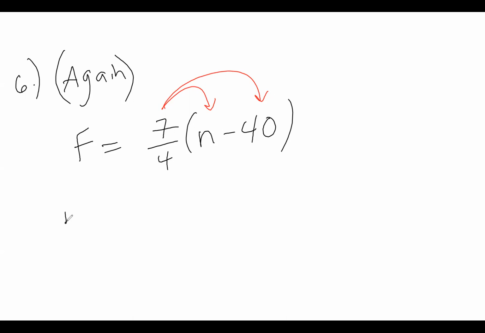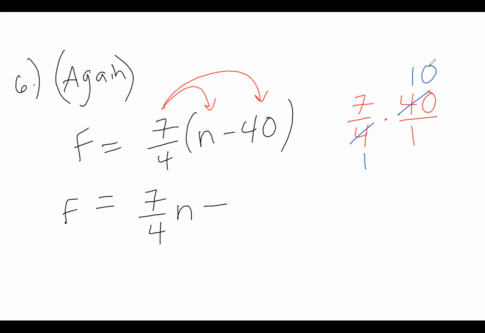All right, so f equals 7/4 times n is just 7/4 n minus 7/4 times 40. Let's do that off to the side here. You can really write it as 40 over 1. And then the 40 and the 4 cancel out. We can reduce those by dividing by 4. 40 divided by 4 is 10. So it really becomes, instead of 7/4 times 40, it's now 7 over 1 times 10 over 1, which is 70. So here's where we are. It's f equals 7/4 n minus 70. No more parentheses now. Okay, now if we want to get n by itself, we should add 70 to both sides.